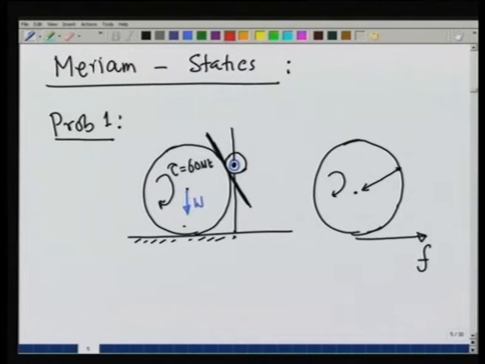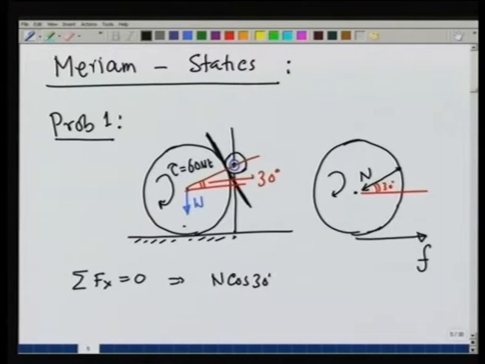We are given that this angle is 30 degrees. So, here is this angle 30 degrees. If we now apply the equilibrium conditions, summation f x is equal to 0 gives us, let this force be n, cosine of 30 degrees is equal to f, and therefore, the normal reaction n is going to be f divided by cosine of 30 degrees.